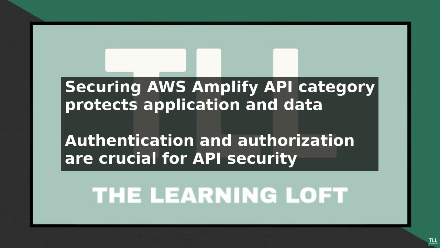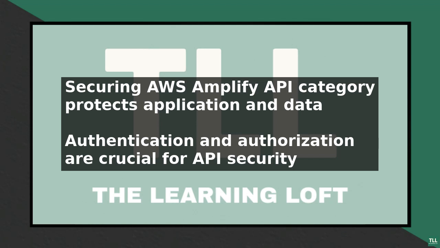Securing AWS Amplify API category is crucial to protect your application and data from unauthorized access. This tutorial will guide you through the process of securing your AWS Amplify API category step by step. First, you need to understand the importance of authentication and authorization in securing your API.